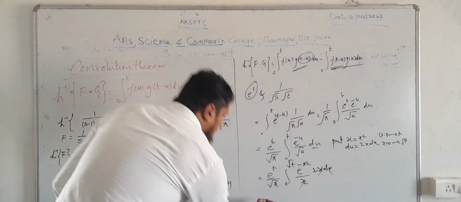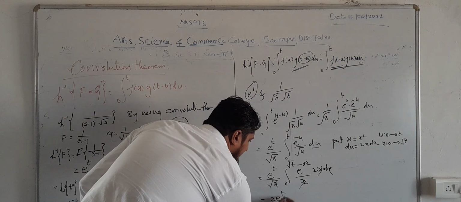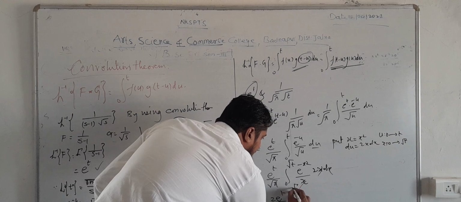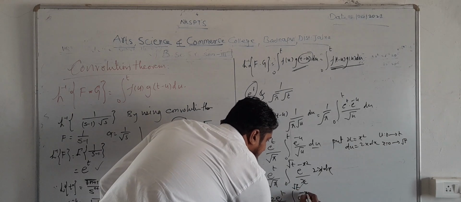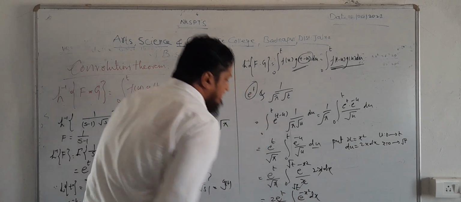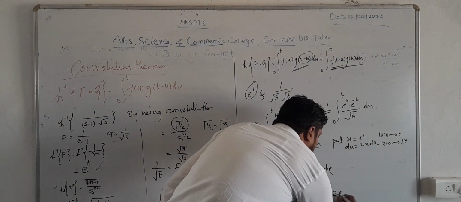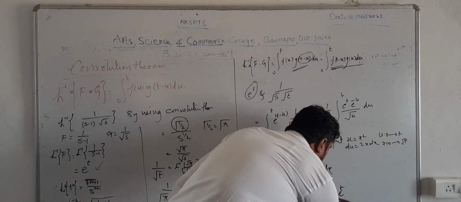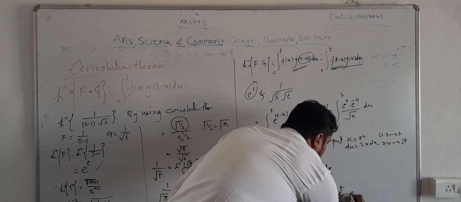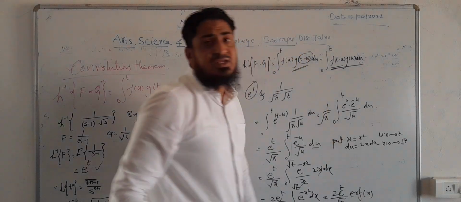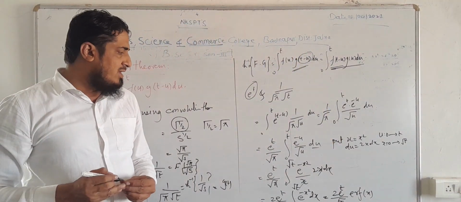We will get 2 e raised to t root pi, integral 0 to root t e raised to minus x square dx, and it is the formula for the error function. So we can write it as 2 into e raised to t root pi error function of root t, and it is the required result for our example.